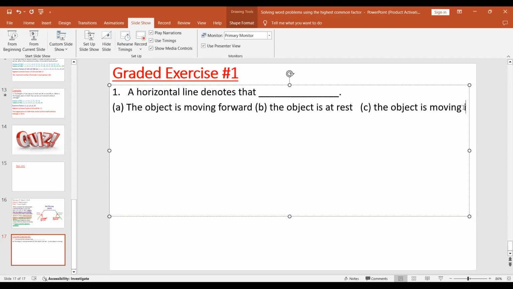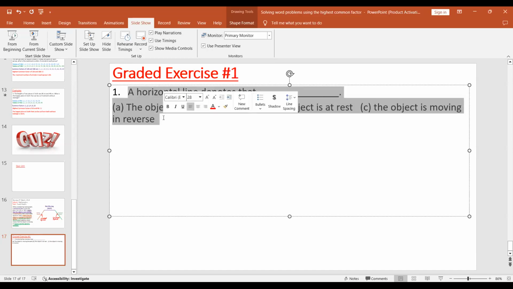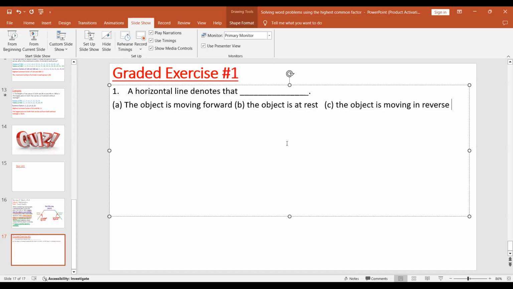The object is moving in reverse. I don't know why you're trying to make this hard. All right, and number 2.